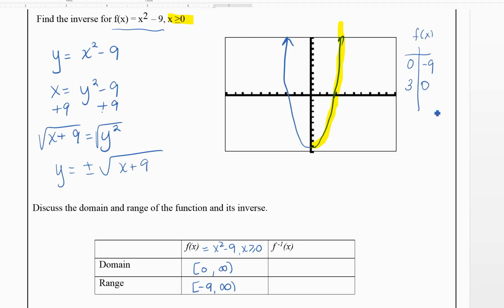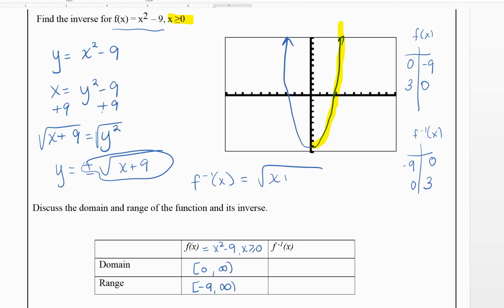Okay, which means when we switch it, we know that f inverse of -9 should give out 0, and 0 should give out 3. Well, if we plug in 0 for x, we want it to be this positive square root of 9, positive 3. So we're only going to take the positive ones, not the negative. So our f inverse of x here will be the positive square root of x plus 9. If we had restricted our domain to be x less than or equal to 0, then we would have chosen to take the negative square root.